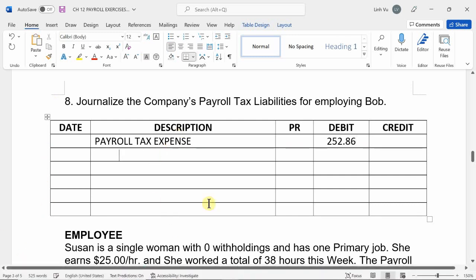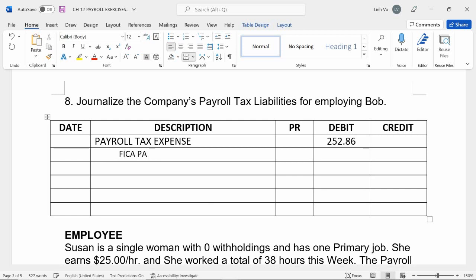And then for all the credits, first one is FICA payable. So you can either have FICA payable, or sometimes it's referred to as company FICA or company Social Security. It doesn't matter in this case, as long as you can make a difference between the employee's portion of the FICA and the company's portion of the FICA. That's what you have to do. And you need to make a difference so the company knows that they matched the employee 100%. Okay. All right. And how much was that? $107.41. Okay.